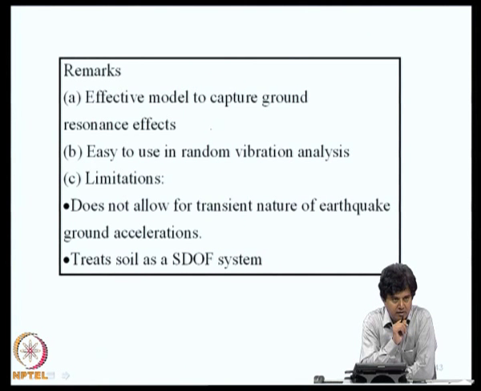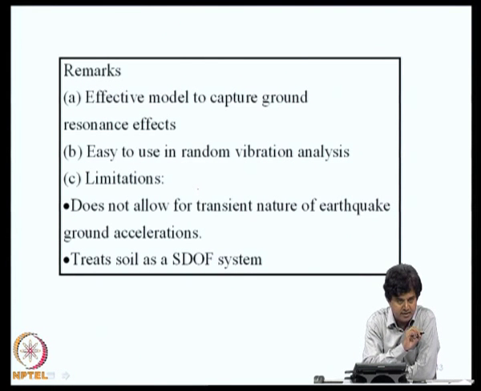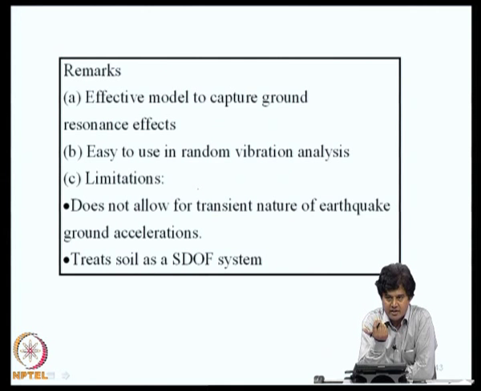There is one possibility to allow for one resonance, and this is very easy to use in random vibration analysis, because in frequency domain analysis the power spectral density functions are obtained by simple multiplication of the transfer function squared into the input power spectral density function. So, it is very easy to use.